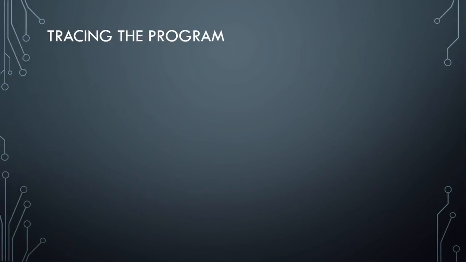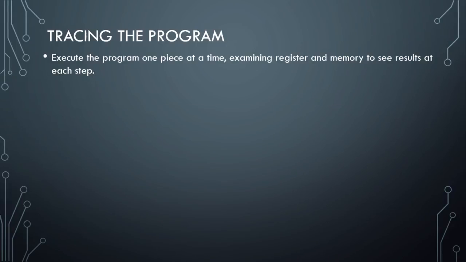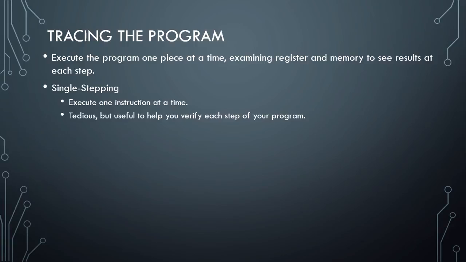Alright, I've talked about tracing the program a couple times, but let's actually look at it. What this means is that you're going to execute the program one piece at a time, examining the registers and memory to see results at each step. The first way to do this is what's called single stepping, in order to execute one instruction at a time. This is very tedious because you're literally going one line of code at a time, but it can be very useful to help you verify every single step of your program.